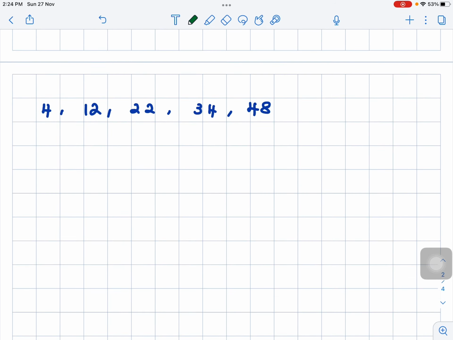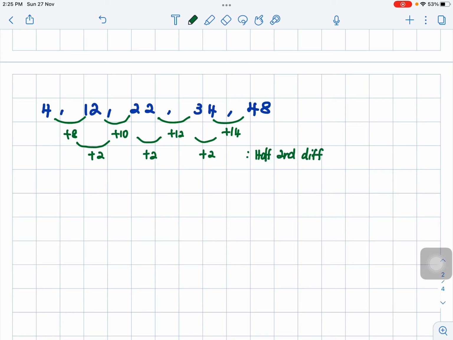Okay, try the same way. Find the first difference. Plus 8, plus 10, plus 12, plus 14. Not the same, right? Your first difference is not the same. So keep going. Plus 2, plus 2, plus 2. Half your second difference. What do you get? You get a 1 now. So what will you write? 1 n squared.